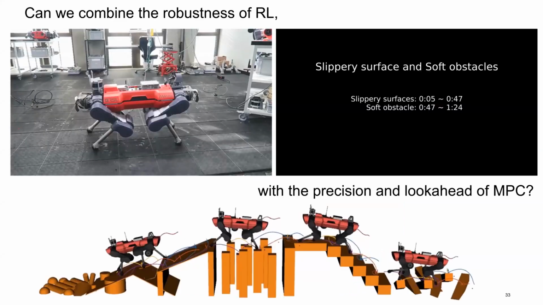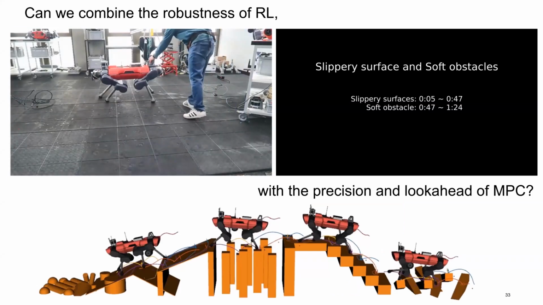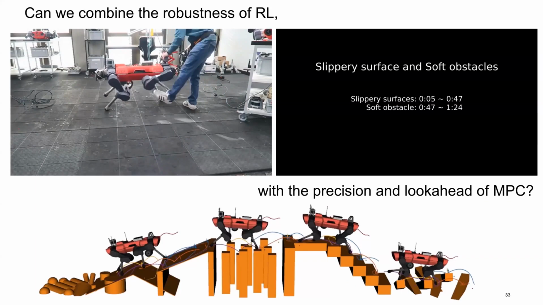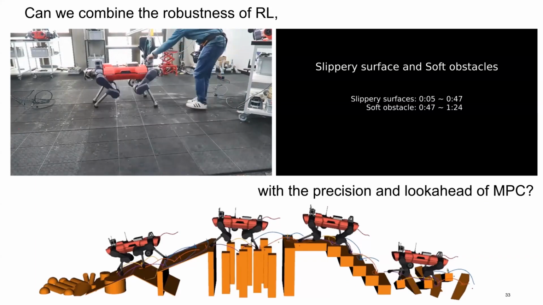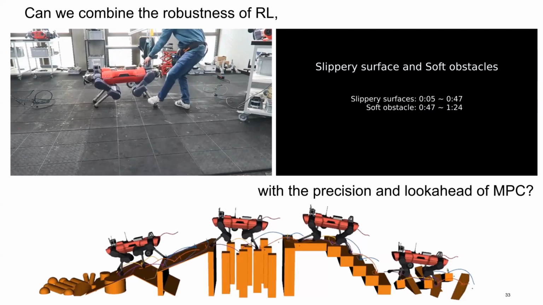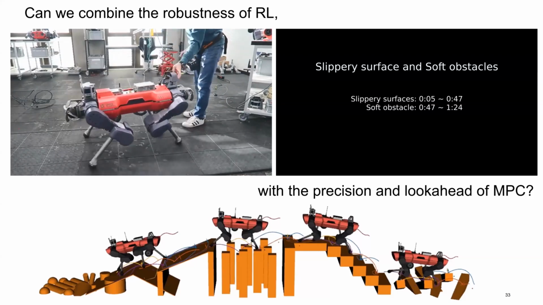So I guess the question that we have in our head at the moment is, can we combine the robustness that we now see from RL with the precision and look-ahead of the MPC? This is the question that we want to put back to you, and hopefully see some exciting results in the next meeting.